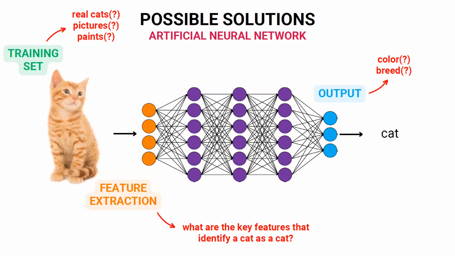When you are designing an artificial neural network, you are asking yourself what you want to do. In this case, we want to detect the breed and color of a cat. Then you ask yourself, what is your training set? Do you want to use real pictures, or simplified pictures of cats? Paintings of cats, whatever you want. And then you have this critical procedure called feature extraction, in which you need to ask yourself, what is something that defines a cat as a cat?